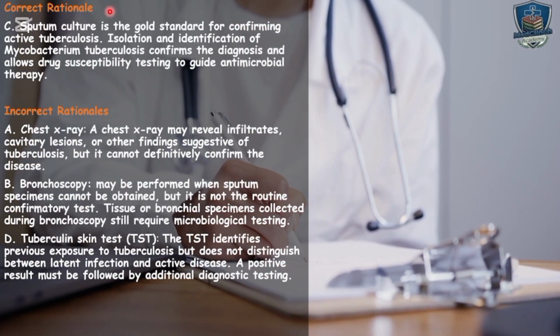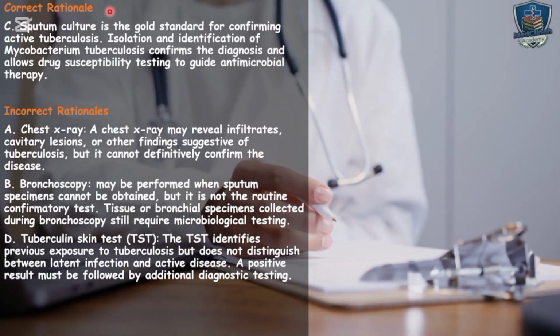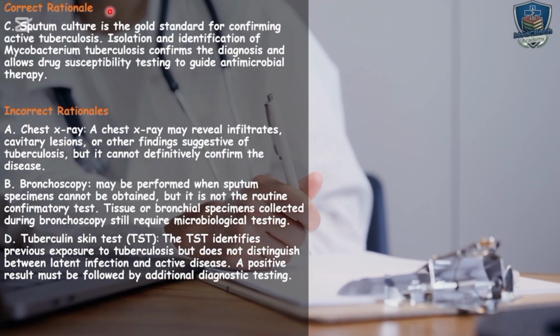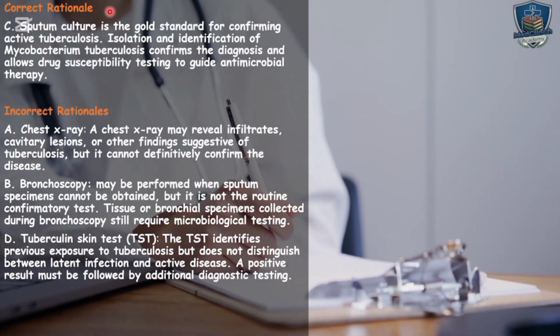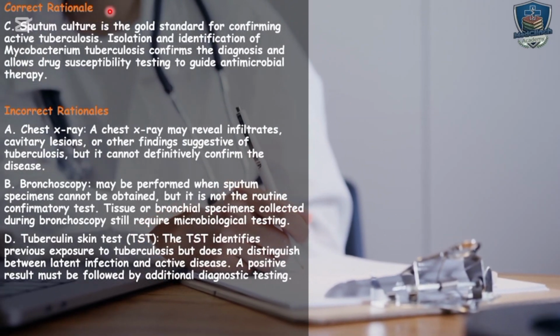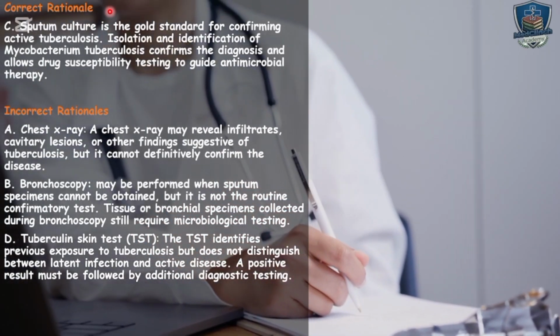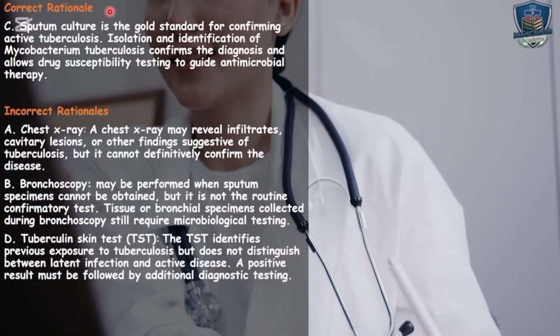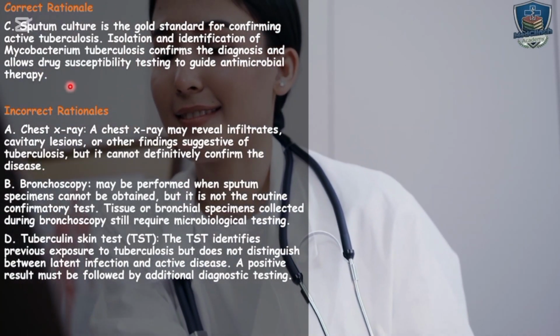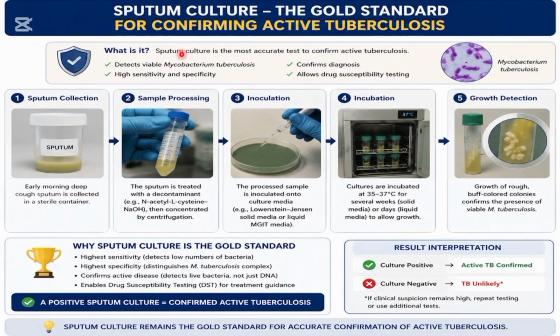So nowadays I've got an advanced test called the GeneXpert, which tends to trace the DNA of the Mycobacterium tuberculosis through the polymerase chain reaction. But for this, we know that sputum culture is the gold standard when it comes to confirming TB. We also have got other ones. So I've explained that the sputum culture is very good. It's the gold standard when it comes to confirming active tuberculosis.